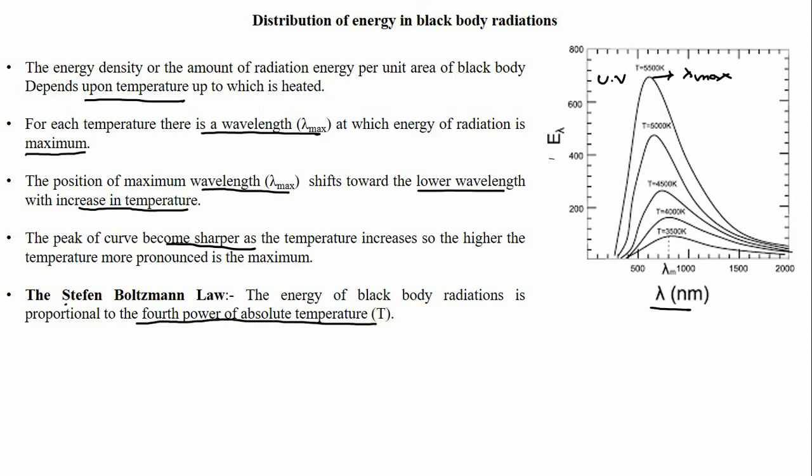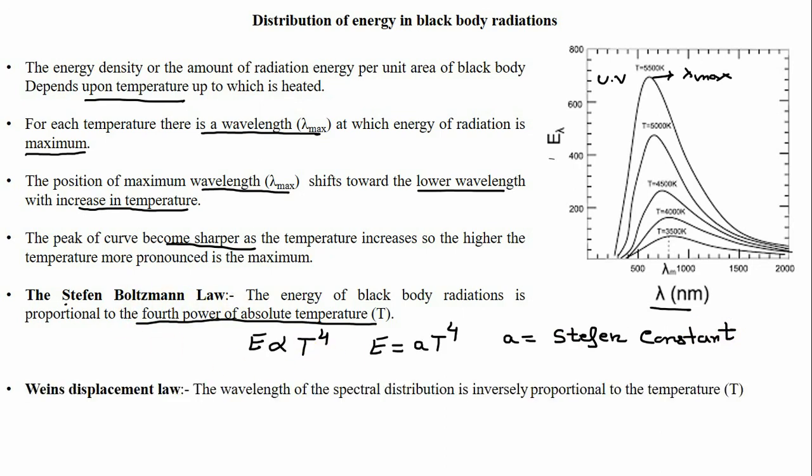So we can say energy is directly proportional to the fourth power of temperature, and we can remove this sign of proportionality. So it can be written E equals A T to the power 4, where A is a constant and it is called Stefan's constant. This A is called Stefan's constant. It has a constant value. So this law is called the Stefan-Boltzmann law.